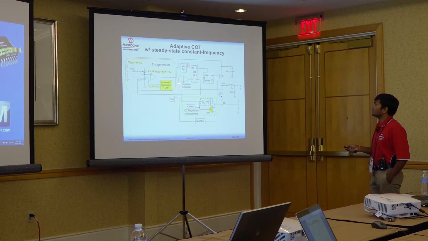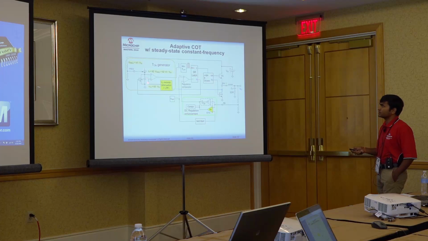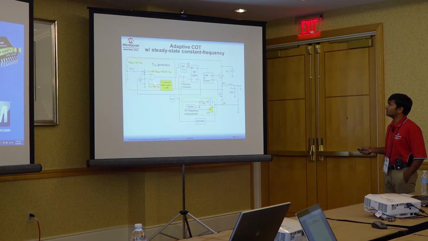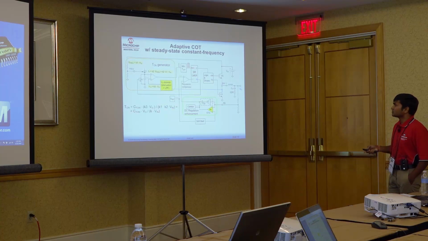And the other modification, to the other end of the comparator, is the threshold voltage modification. Instead of keeping this threshold fixed as in the basic COT, we tap the output voltage from the switch node, apply it through a low pass filter, and make it vary according to the output voltage. So one end of the comparator is proportional to the input voltage and the other end of the comparator is proportional to the output voltage.